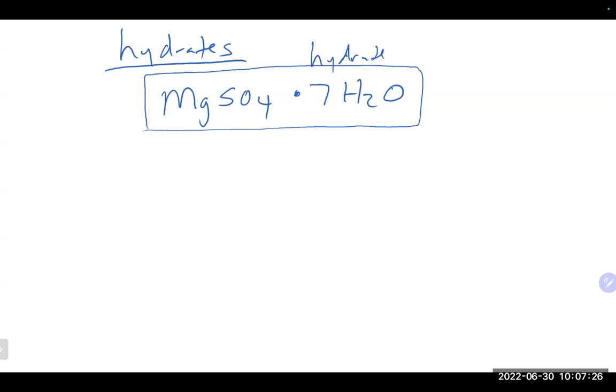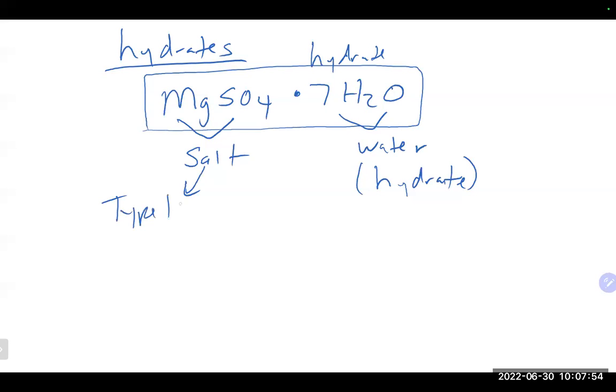And they do use that little dot to basically tell you how many waters have crystallized with that solid when it goes into the solid state. So when we do this, as we talked about, there is a salt part and there really is a water part to a hydrate. And the water part is always named as hydrate. So the water part of it always gets the name hydrate. The salt part is pretty much named like a type 1 or type 2 compound.